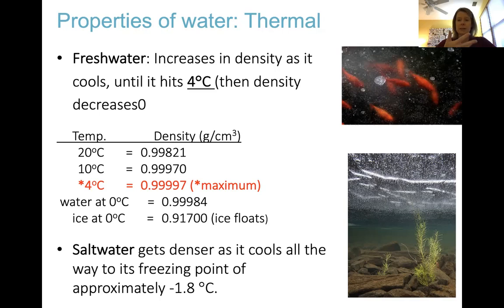And then when it freezes, again, it's less dense. So no matter what, salt water or fresh water, if it's frozen, it's going to float. But liquid salt water, as it gets down to negative 1.8 degrees Celsius, continues to increase in density. It doesn't have this weird flip at 4 degrees Celsius. Okay, so that's some basics about the thermal properties of water.